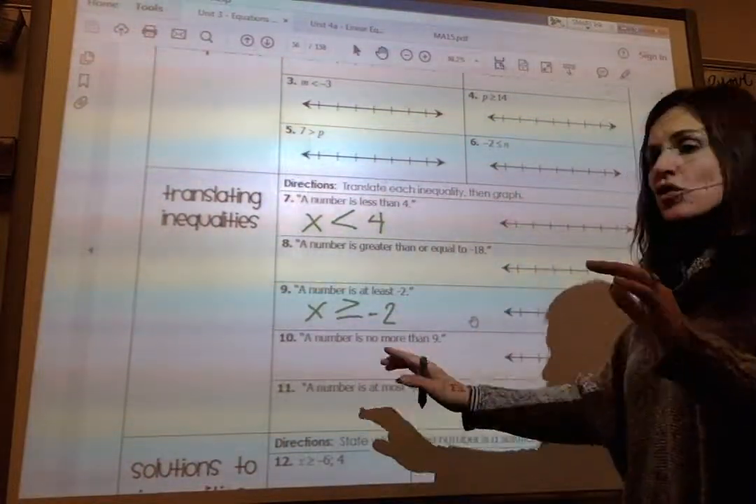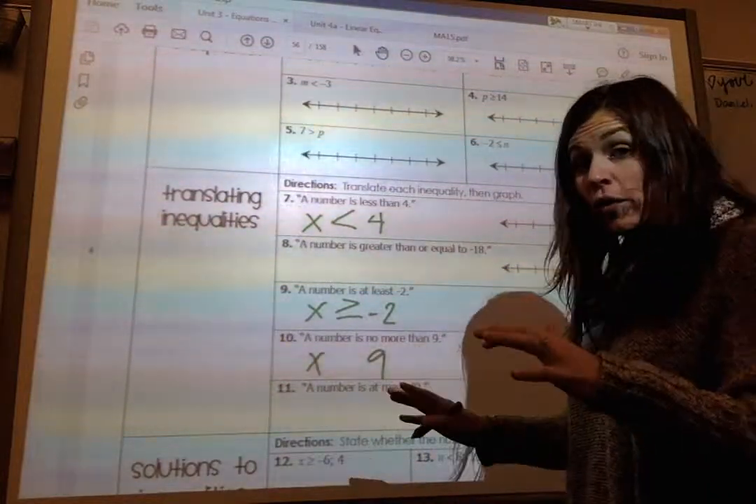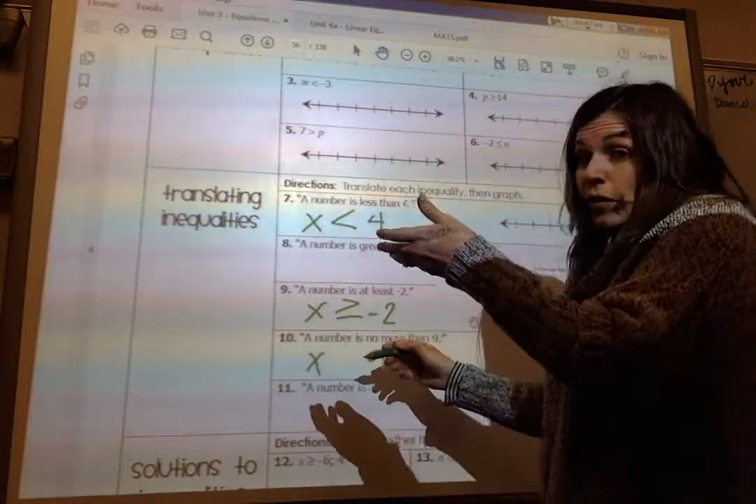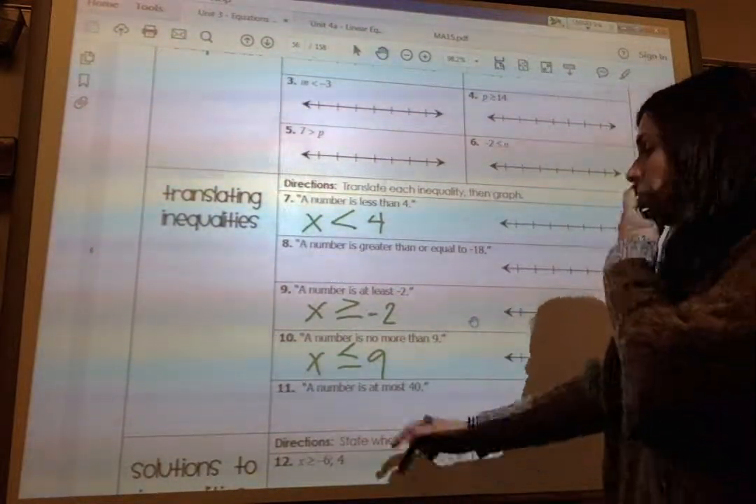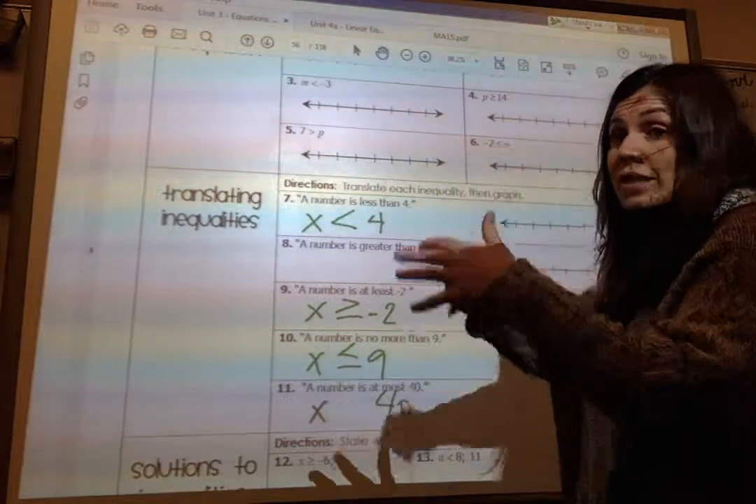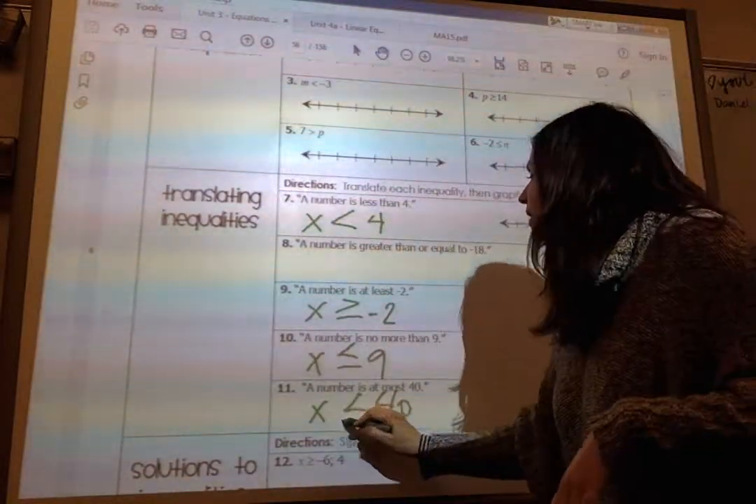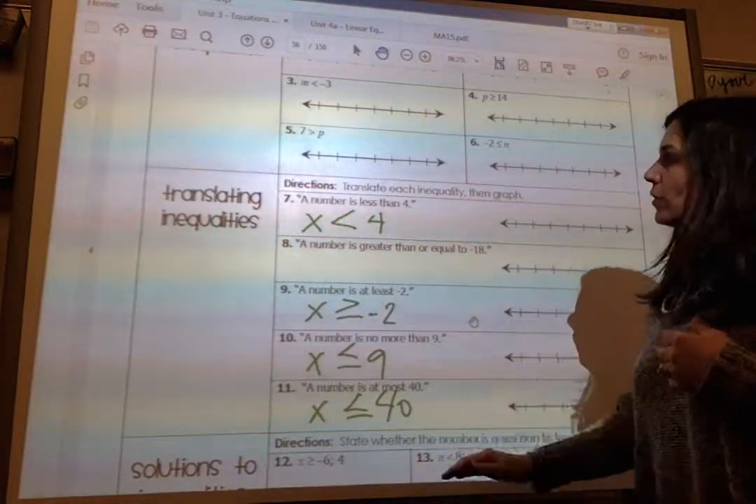If a number is no more than 9, here's my number and here's 9. It can be no more than 9, which means it can't be greater than 9. It's got to be less than or equal to 9. And number 11, a number is at most 40. If a number is at most, it can't be greater than 40. It's got to be less than or equal to 40. Okay? So that's what the translating is.